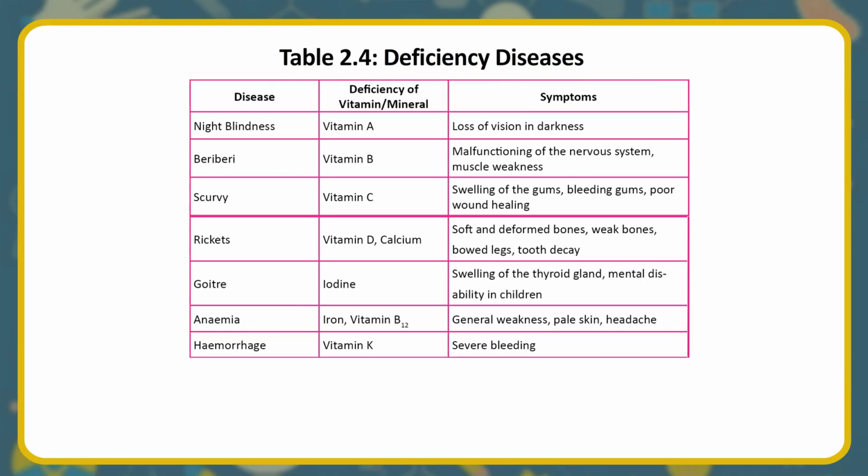Table 2.4 Deficiency diseases. Disease, deficiency of vitamin/mineral, symptoms: night blindness, vitamin A, loss of vision in darkness; beriberi, vitamin B, malfunctioning of the nervous system, muscle weakness; scurvy, vitamin C, swelling of the gums, bleeding gums, poor wound healing; rickets, vitamin D, calcium, soft and deformed bones, weak bones, bowed legs, tooth decay; goiter, iodine, swelling of the thyroid gland, mental disability in children; anemia, iron, vitamin B12, general weakness, pale skin, headache; hemorrhage, vitamin K, severe bleeding.